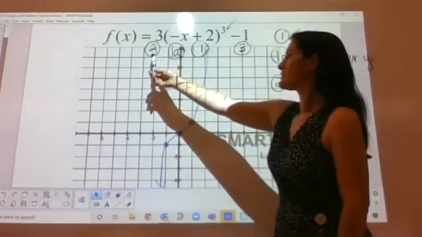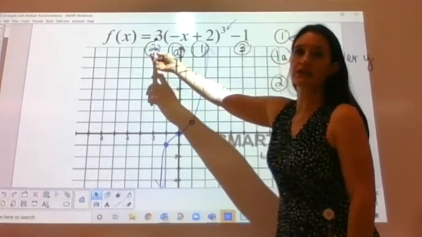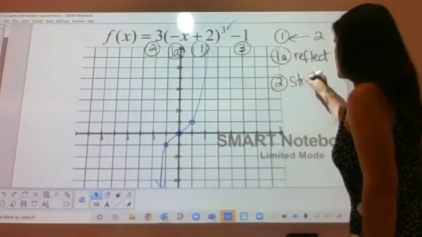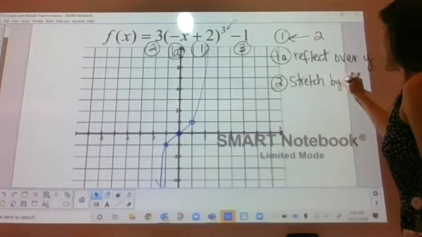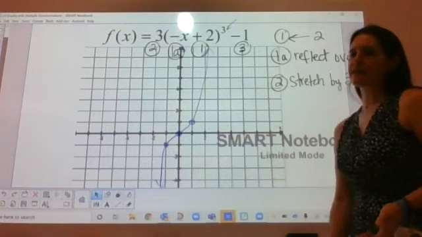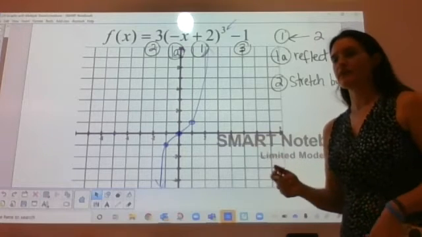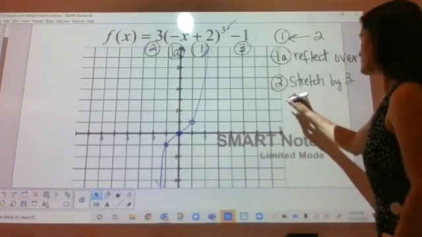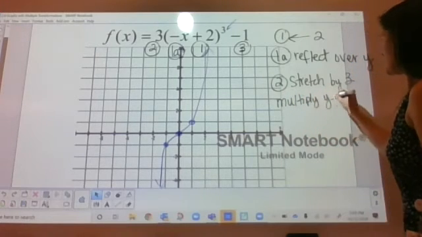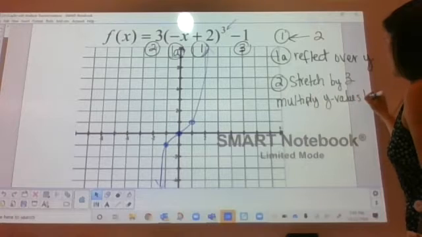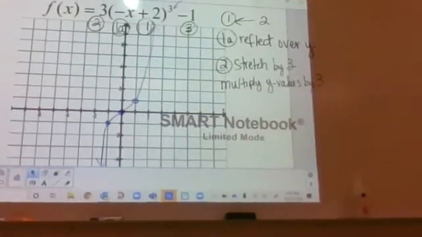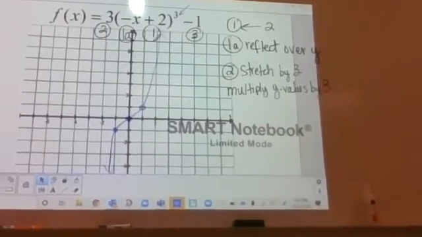The second modification is the A value is 3. This is what we call a stretch. So this is a stretch by 3. What that means, practically speaking, because you might be like, oh yeah, stretch by 3, I don't know what that means. It means this. You're going to multiply y values by 3. Multiply y values by 3.